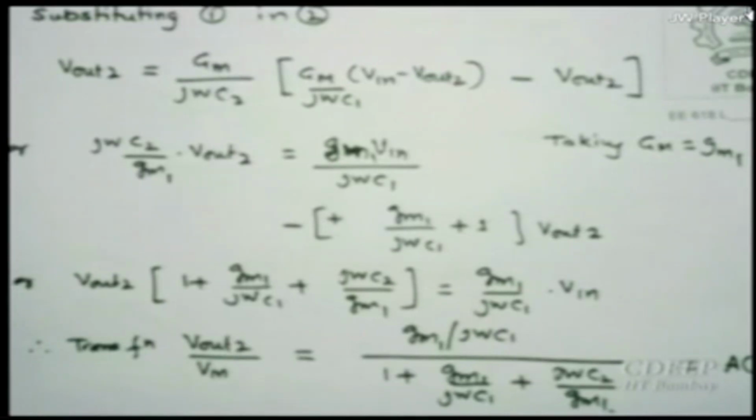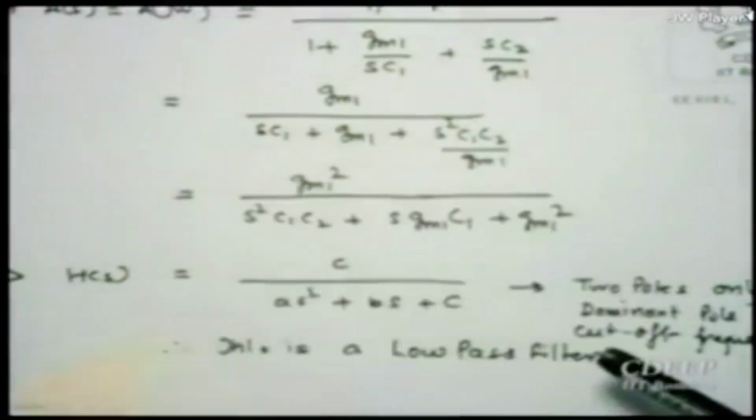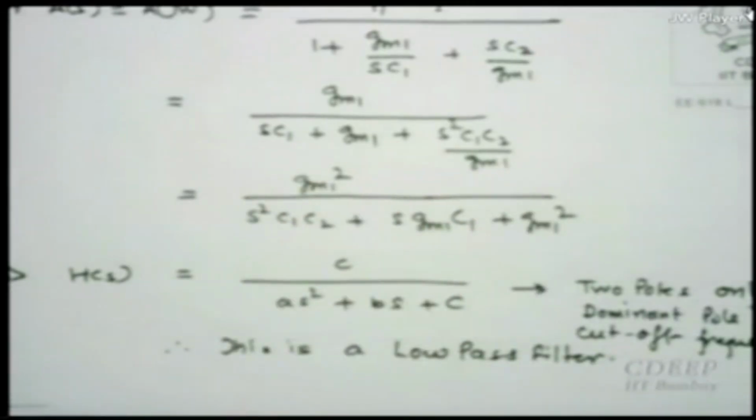If I replace j omega with S, that is, if I go into the S domain or the frequency domain, then we can see what kind of function I am going to get. So if I replace it, this is Gm by SC1, Gm by SC1, SC2 by Gm1. Collect the terms now. So I get Gm1 square upon S square C1 C2 plus SG1 C1 plus Gm1 square.